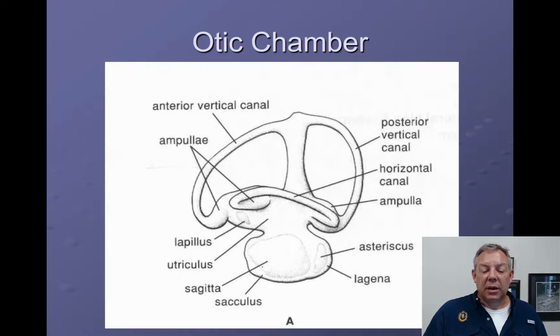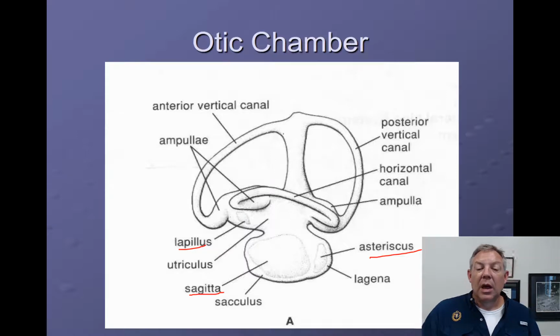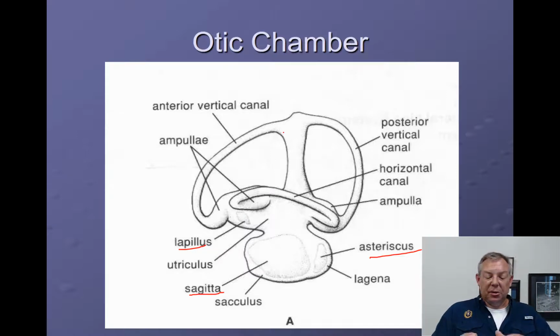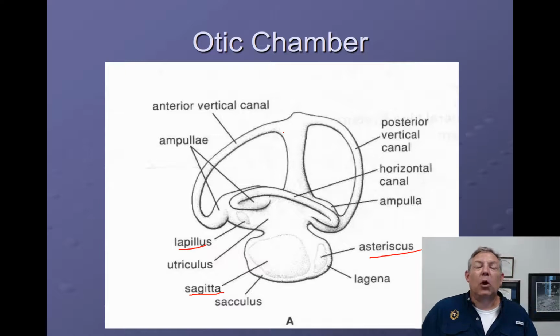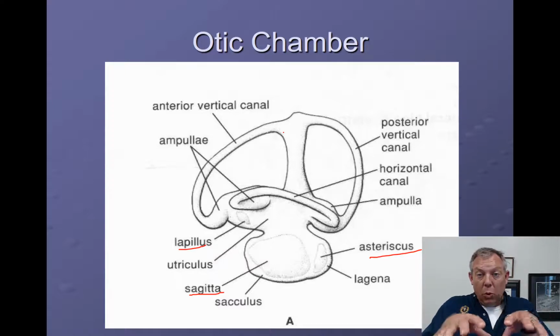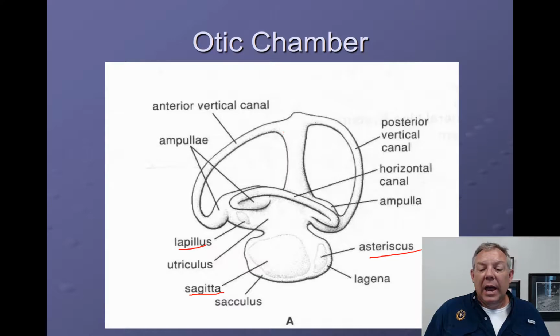You can see here's again your sagittal otolith inside there, your asteriscus inside there, and your lapillus inside there. And you've got these semicircular canals that are in different planes, and this is what's helping the fish with orientation and balance. Inside this otic chamber is a thick fluid called endolymph and some little hairs.